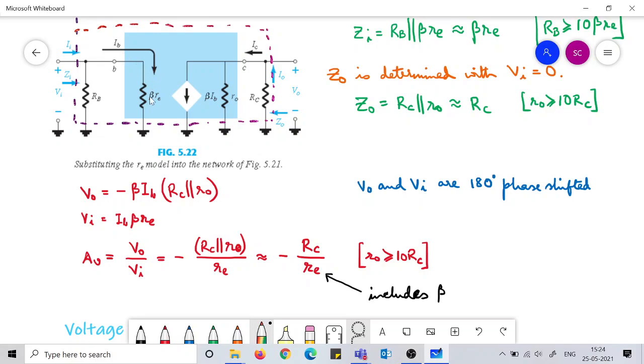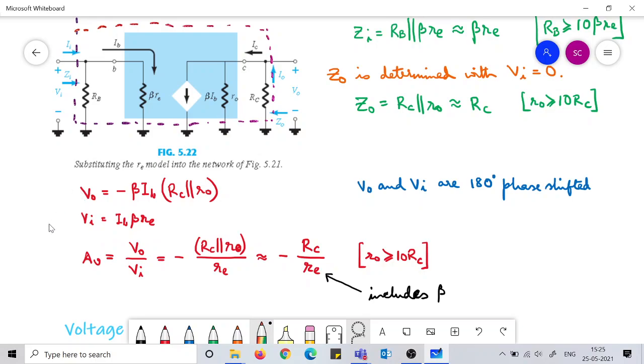Why are we taking IB into beta Re? Because on the output side we have been able to represent the current in terms of IB. So when we do V0 by Vi, the current term can be cancelled. IB becomes common and can be cancelled. But if we had taken II to formulate Vi and I0 to formulate V0, we would not have been able to establish a direct relationship between II and I0. So that's why we have taken it in this manner, and we will be doing it in this manner only. So please keep this in mind.